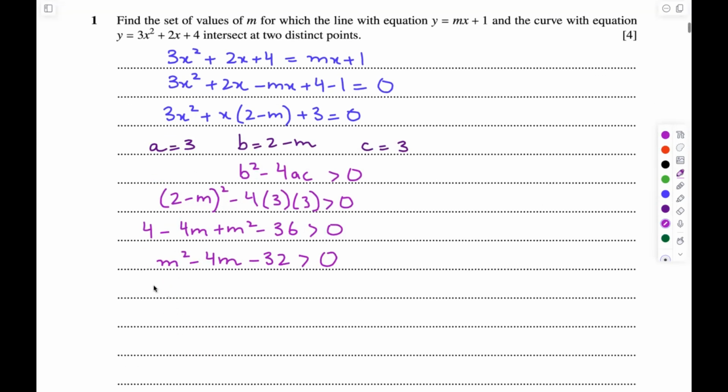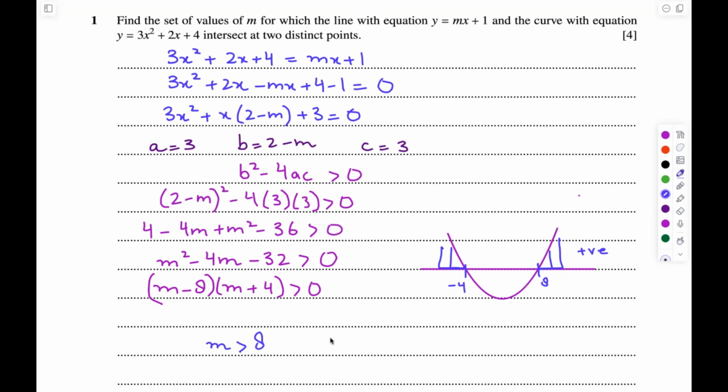Factorizing this, it becomes (m minus 8)(m plus 4) greater than 0. Now, to give the correct inequality sign, we'll sketch the quadratic curve and figure out the correct signs for these values. One of the values of m is 8 and the other value is minus 4. As this has to be greater than 0, we can see that this graph will be positive to the right from 8 and to the left from minus 4. So m should be greater than 8 and m should be less than minus 4.